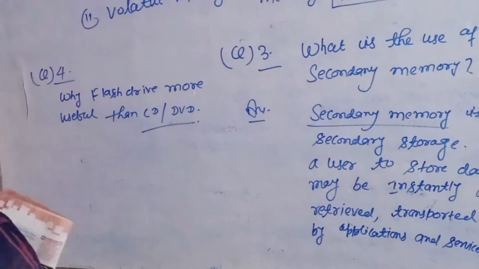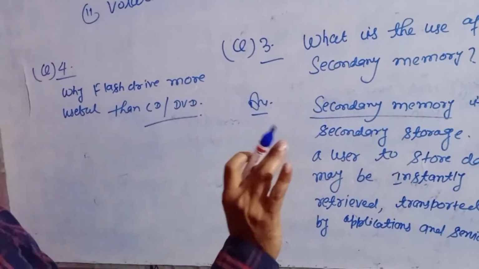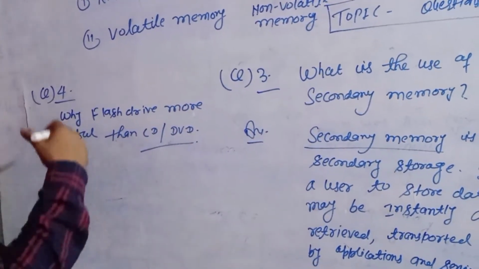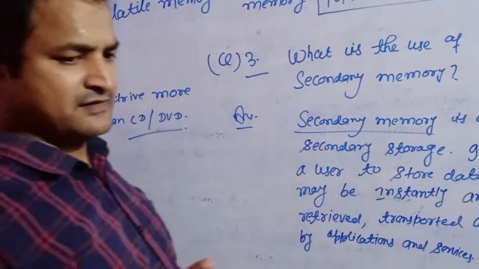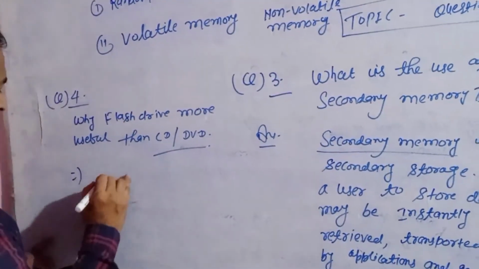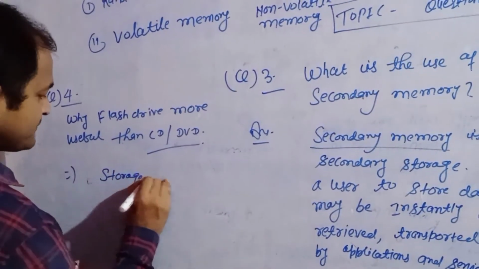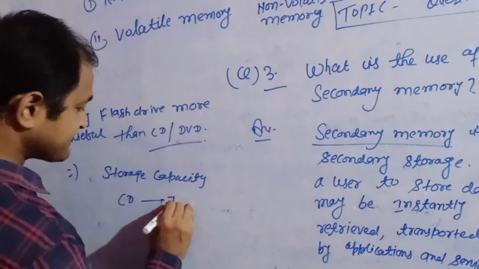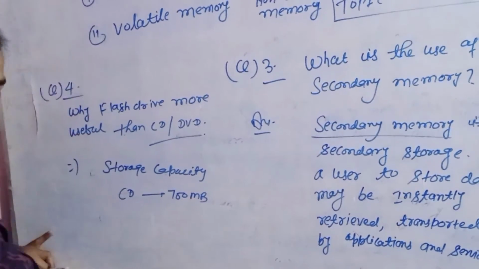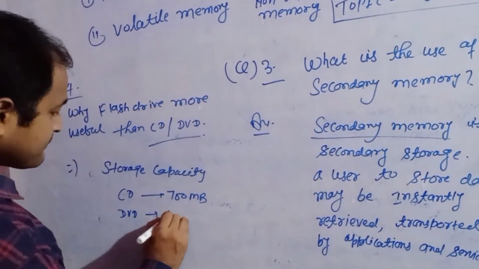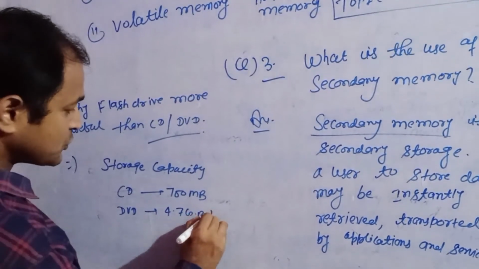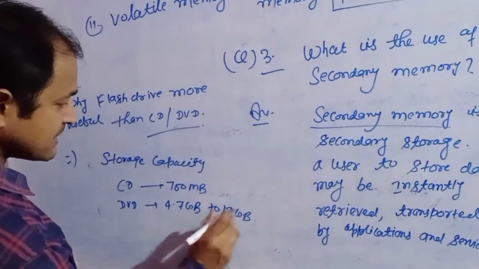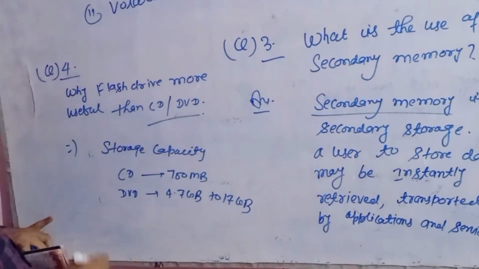My dear student, first, storage capacity. Every student makes the answer in a different way, but in the same manner. Exactly, first storage capacity. CD storage capacity is 700 MB and DVD storage capacity is 4.7 GB to 17 GB. No doubt.